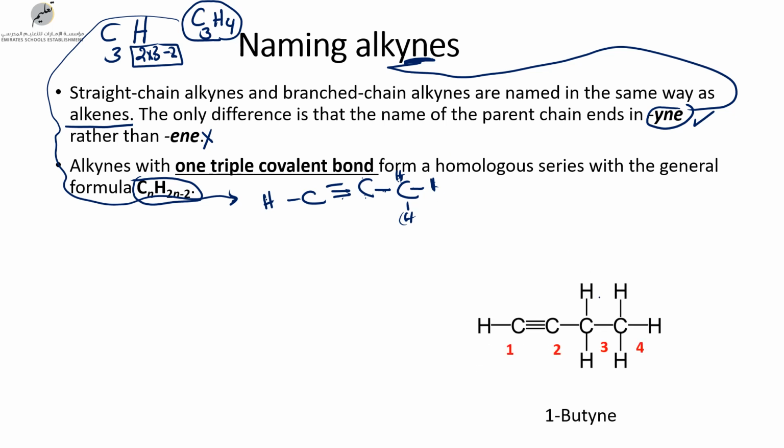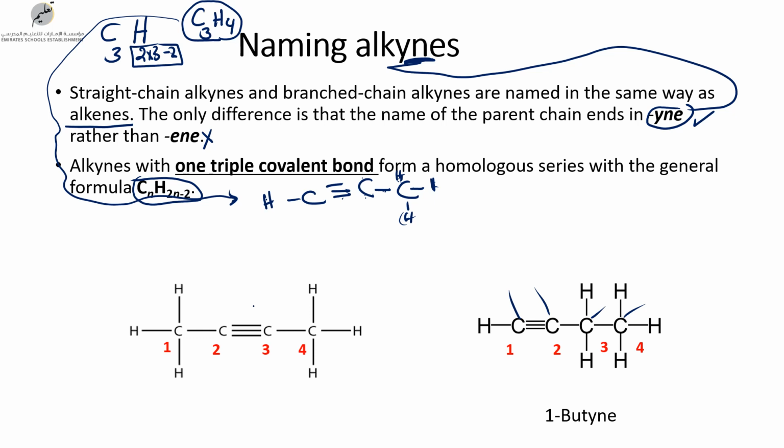So how do we give a name to this? Again, like the double bond, you number the chain so that the location of the triple bond is going to be the lowest. How many carbons do you have here? 1, 2, 3, and 4. So 1-butyne, okay? And that's exactly like the butene, which is the one that has the double bond.